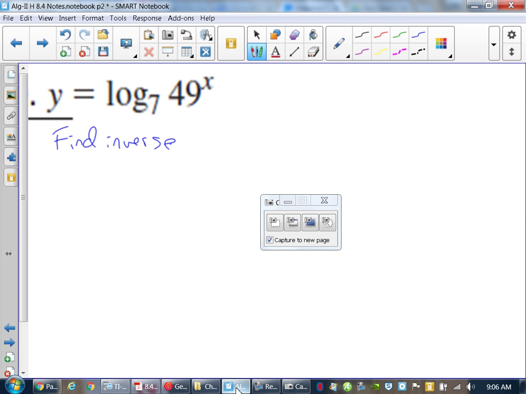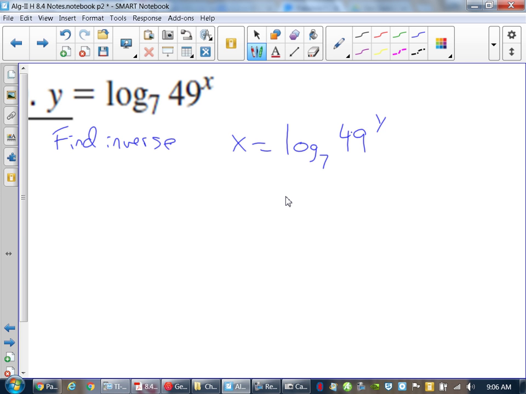Anyway, so when you find an inverse, what's the first thing you're going to do? Switch the x and y. Good. So that means I have x equals log base 7 of 49 to the y. Now, I need to see if I can rewrite 49 as a base 7. 49 is 7 to what power? 2. So I go x equals log base 7 of 7 to the 2y.